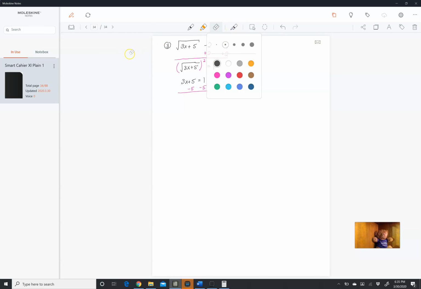That's fine. Our x can be negative. There's nothing wrong with that. And then we divide both sides by 3. So our final answer is x equals negative 4/3. So I'm going to move this up here just so that we're using all of our space.